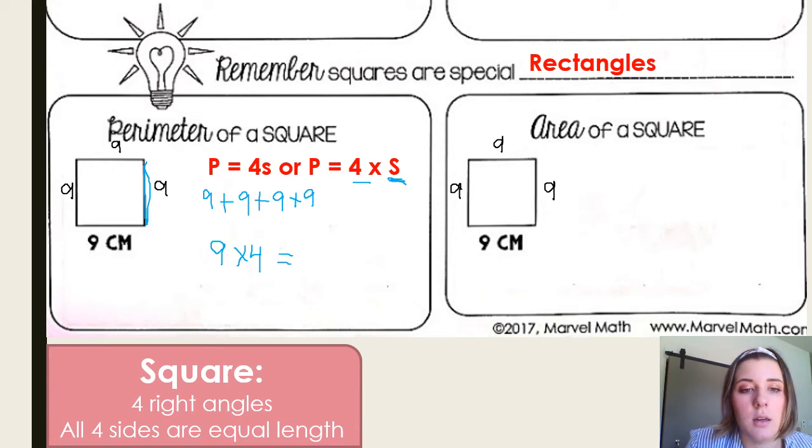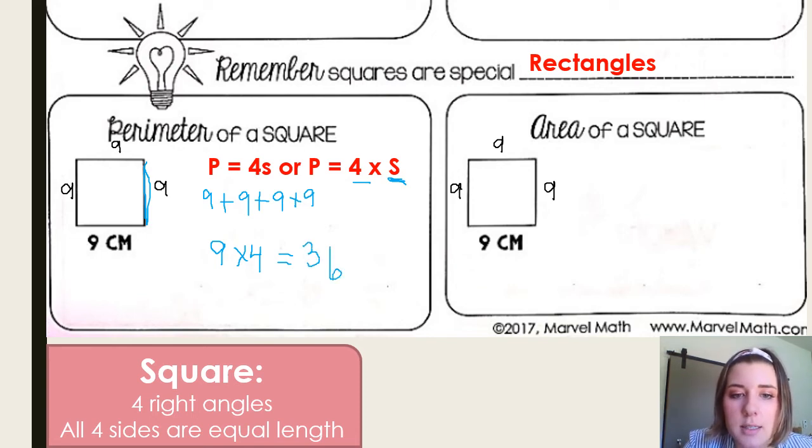All right, 9 times 4. I'm going to use my 9's trick where I put down the 4th finger. I see I have 36. So the perimeter is 36. Oh, I have my units, centimeters.